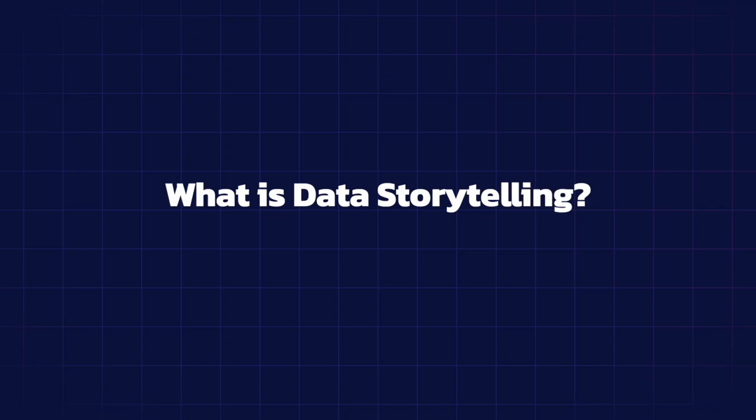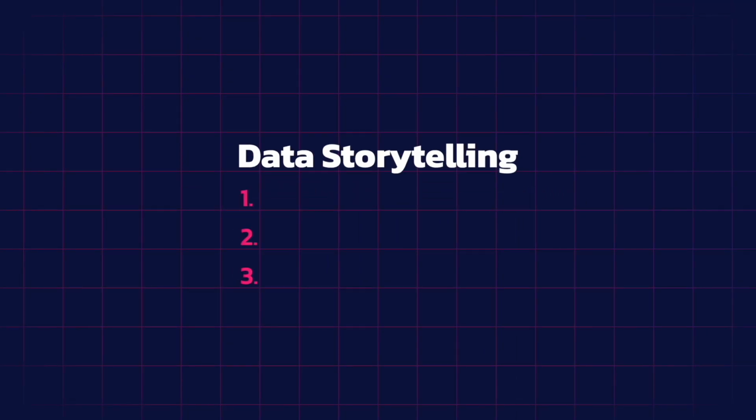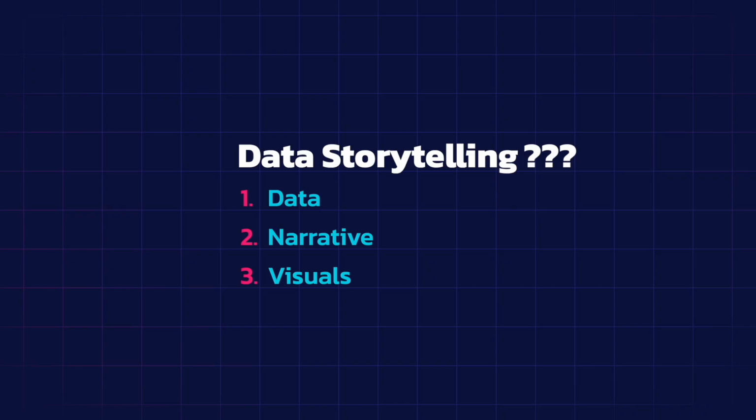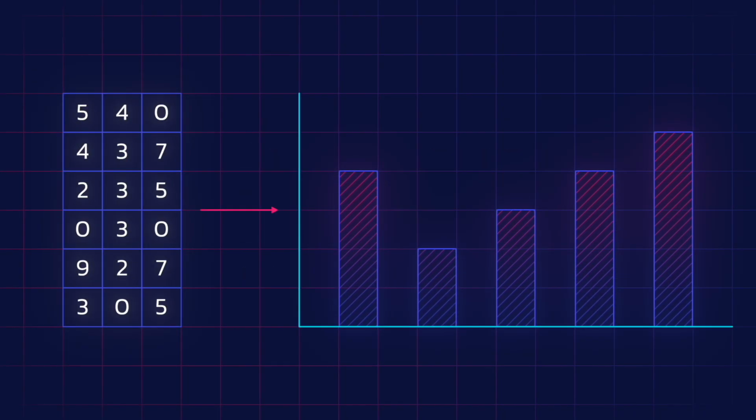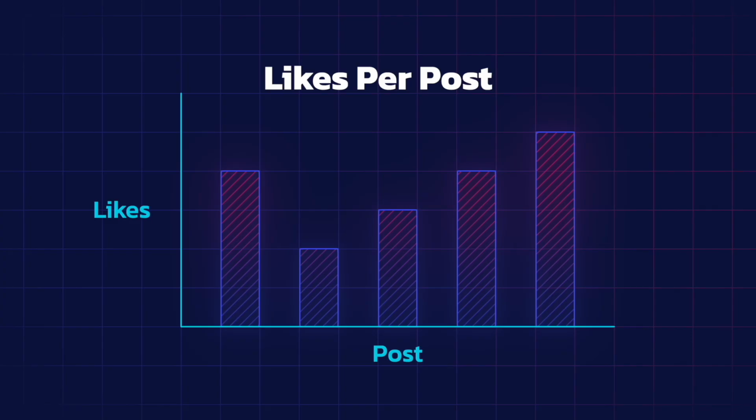What is data storytelling? At its core, data storytelling involves three key elements: data, narrative, and visuals. But what exactly is a data story? It's about taking raw data and framing it within a narrative that gives context and highlights its implications. We do this naturally, whether we are reviewing social media likes or tracking steps in a health app.